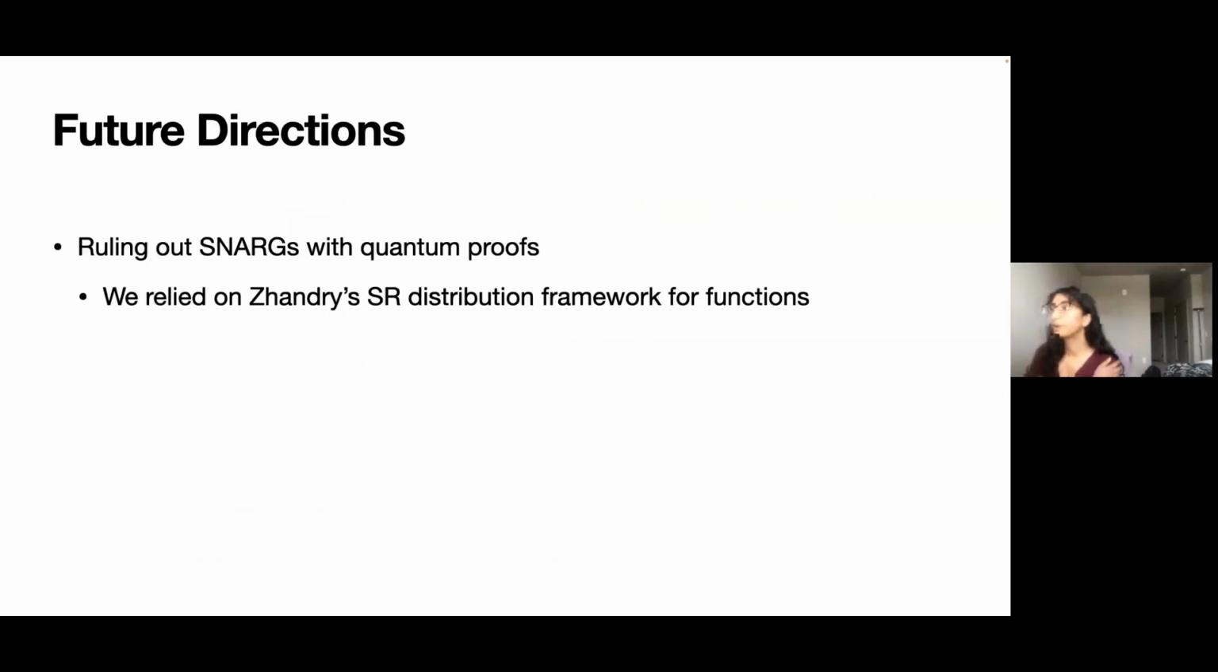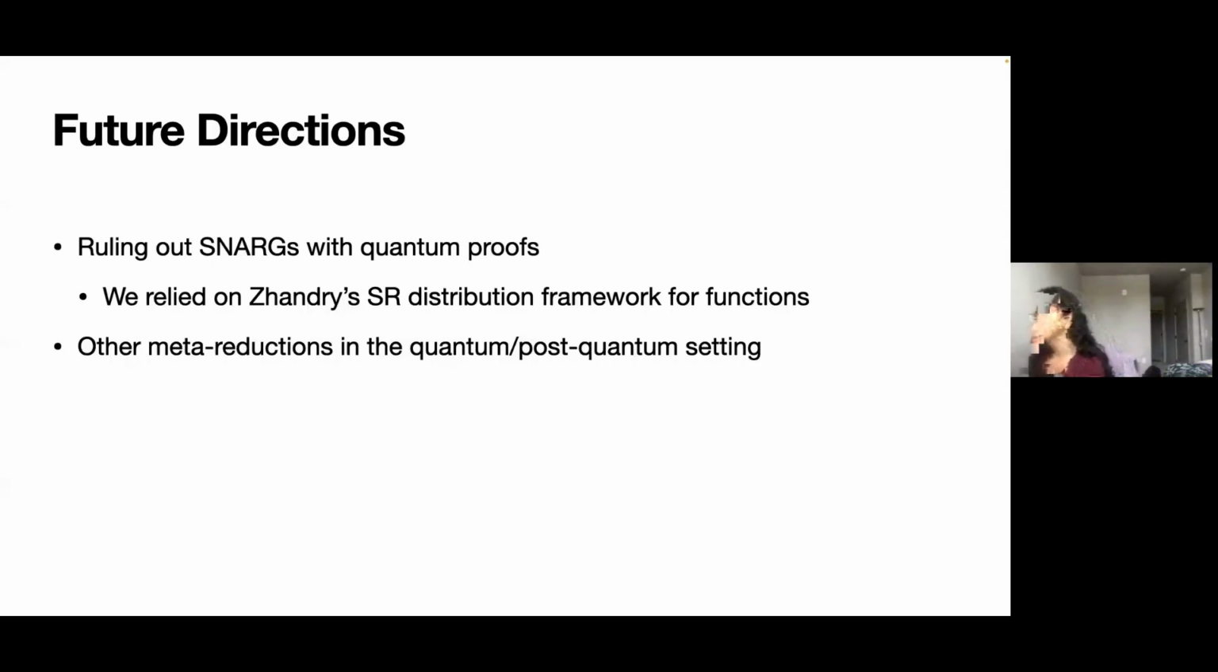Yeah, so some future directions. We would like to also rule out SNARGs with quantum proofs. So the issue is that we relied on Zhandry's small range distribution framework for functions. And so in order to rule out SNARGs for quantum proofs, we would also need some sort of framework that rules out SNARGs where evaluating the proof is not necessarily just a function, right? It could also be a unitary. But since Zhandry's small range distribution framework doesn't handle unitaries immediately, we can't directly apply this framework to rule out quantum proofs. Other interesting directions is like showing that there exist meta reductions for other primitives, since I don't think meta reductions have been extensively explored in the quantum setting.